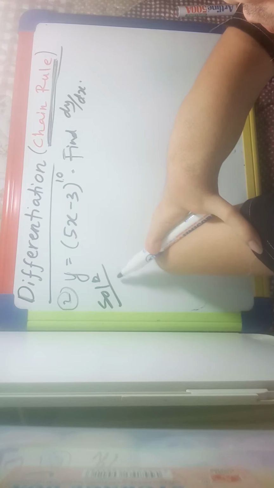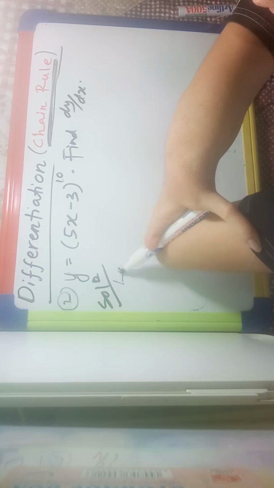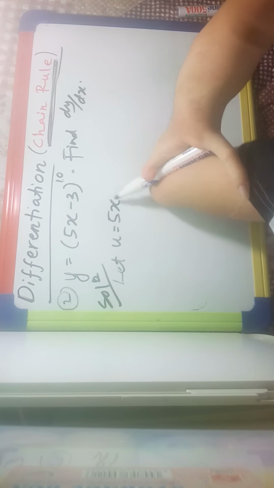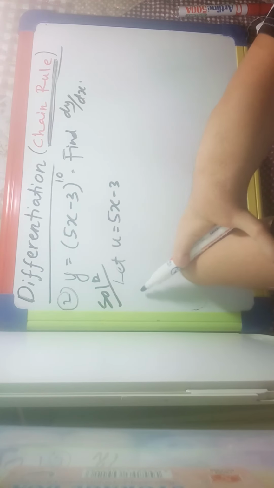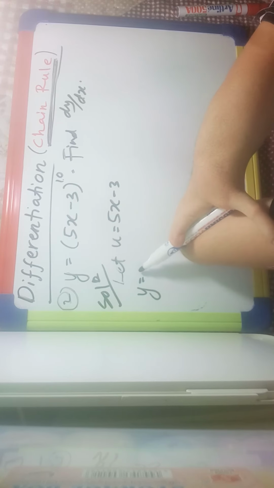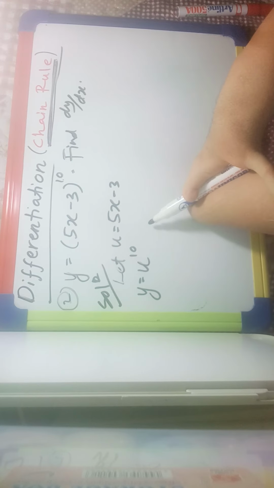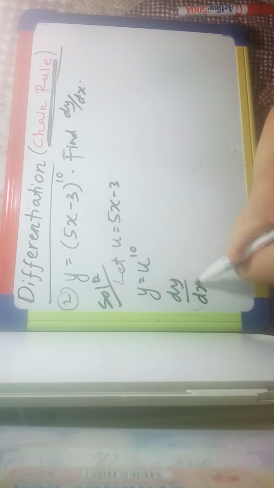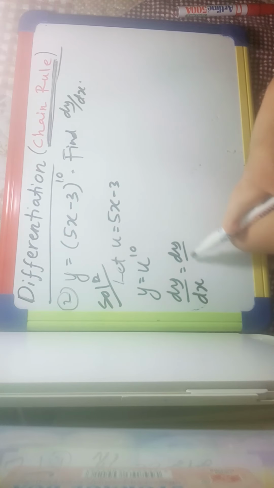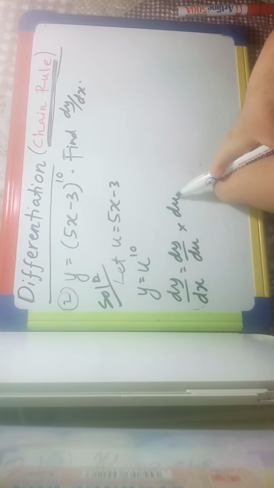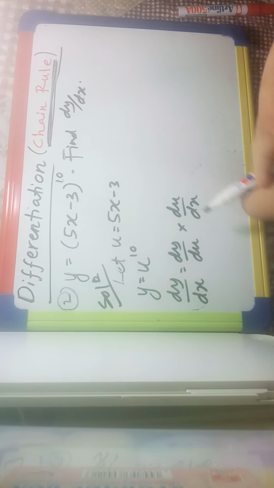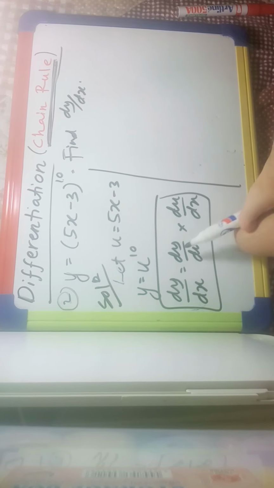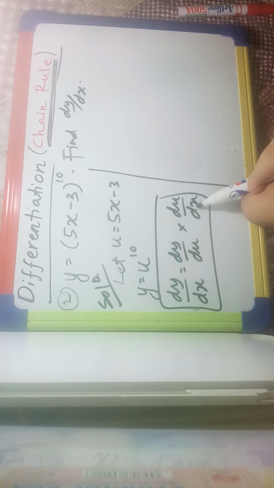Okay, solution. Let u is equal to here 5x minus 3. So our equation right now becomes y is equal to u to the power of 10. Now what is the formula for the chain rule? Dy over dx is equal to dy over du multiplied by du over dx. First of all, always remember, in order to apply this formula, the information that you need to find is this: dy over du, du over dx.